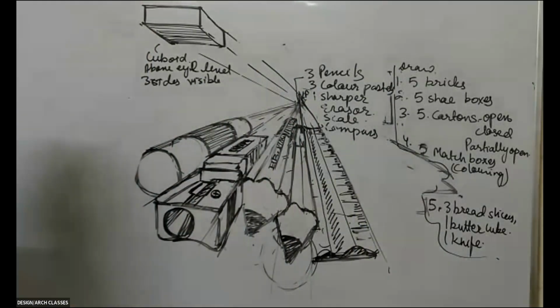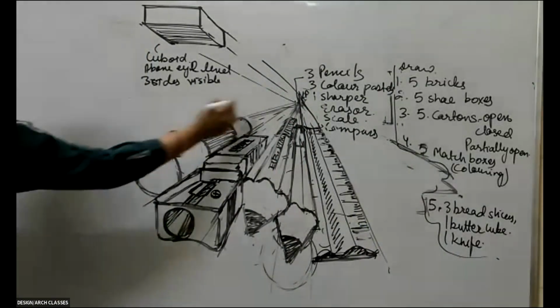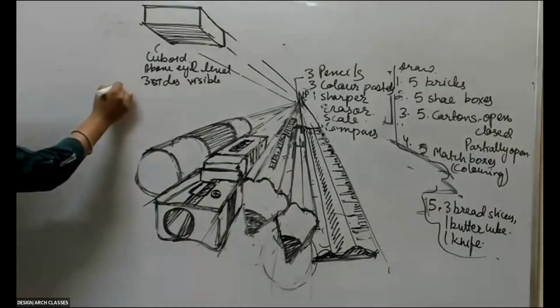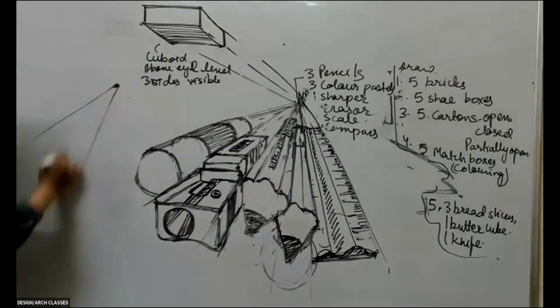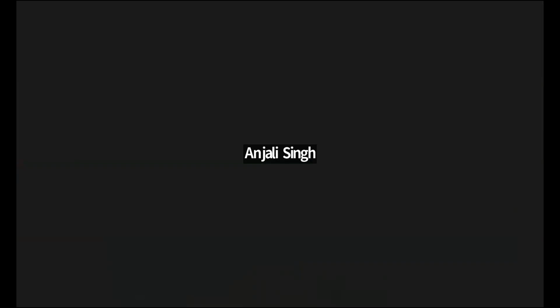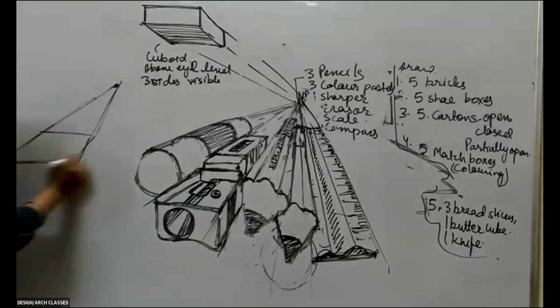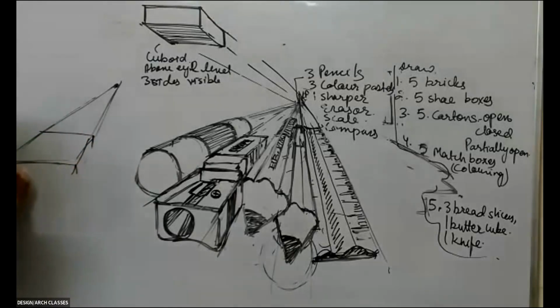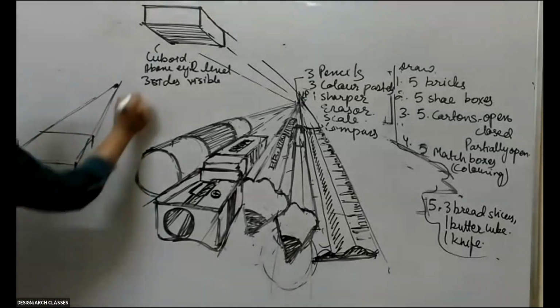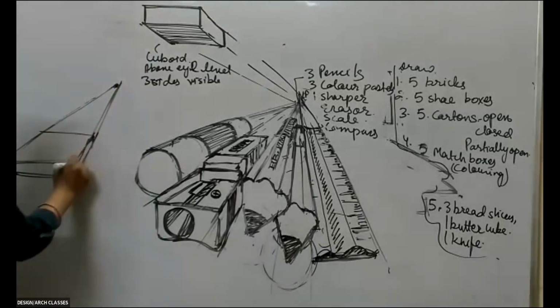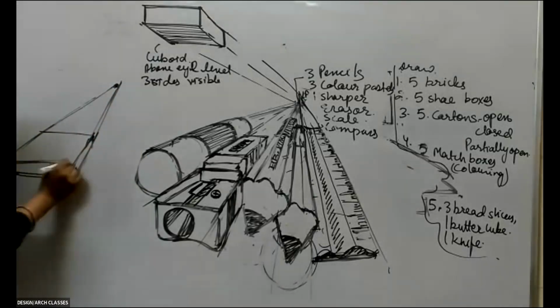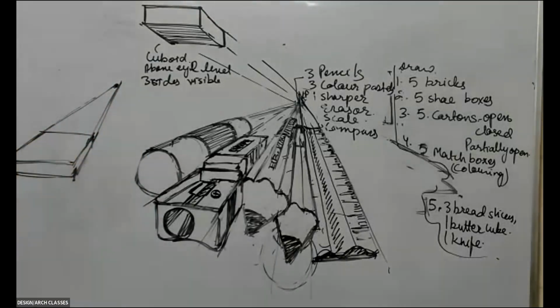This is how you have to use it. I am additionally explaining something here, taking an additional vanishing point, so that you can prepare your homework well. See, can you see a cuboid here?